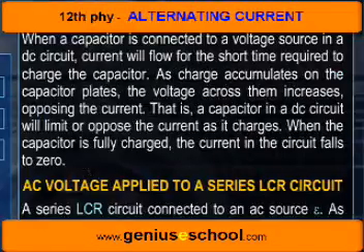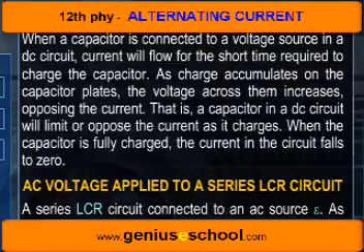When a capacitor is connected to a voltage source in a DC circuit, current will flow for the short time required to charge the capacitor. As charge accumulates on the capacitor plates, the voltage across them increases, opposing the current. That is, a capacitor in a DC circuit will limit or oppose the current as it changes. When the capacitor is fully charged, the current in the circuit falls to zero.